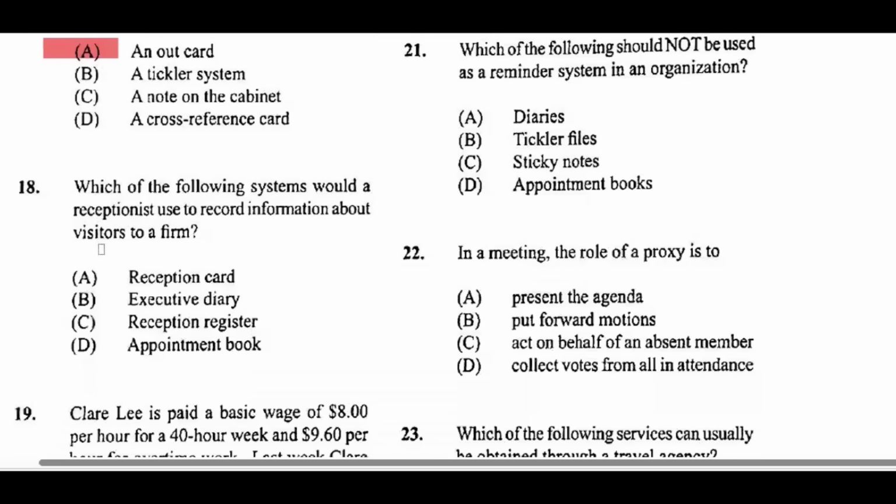18. Which of the following systems would a receptionist use to record information about visitors to a firm? This is a repeated question. That will be the reception register. Anybody coming to visit, you allow them to sign the time they came and who they came to see, and when they finish and are leaving the building, they have to come and sign out. That is the reception register book.